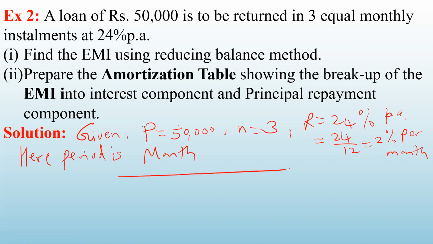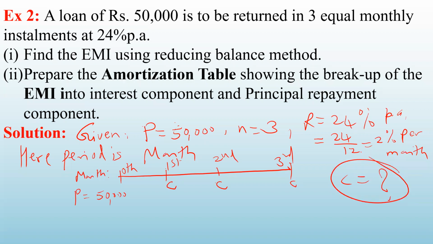Now, if you want to show it with a diagram, look here. This is the 0th month, this is the first month, this is the second month, and this is the third month. You are taking how much loan? You are taking 50,000, so the present value is 50,000. You are paying it with installments, so this installment, the EMI, you have to calculate. You have to find out the value of C. So this is how you have to plan what is given and what is asked.